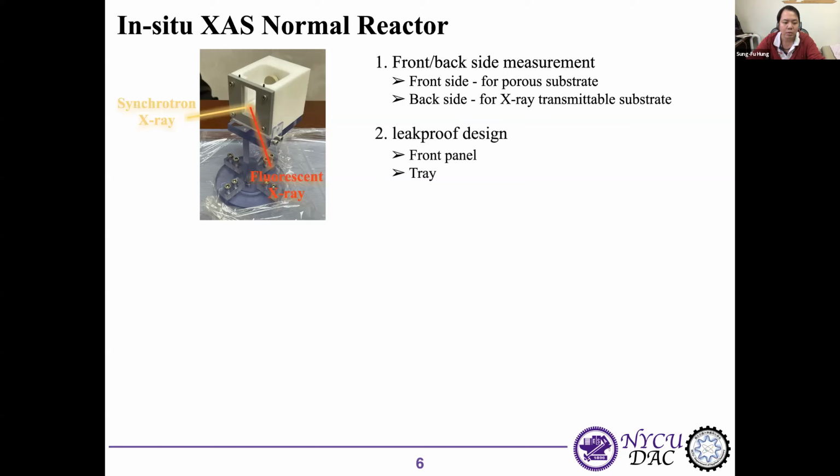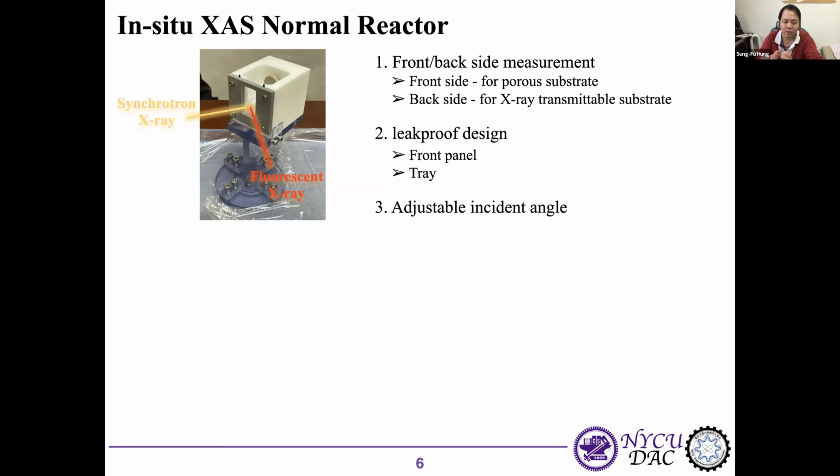Okay, so we also have the leak-proof design. Yeah, so we can see the front panel here and the tray at the bottom to prevent the electrolyte leakage and damaging the hutch. Because the beamline scientists really do not like the electrolyte leakage reacting with their desk.